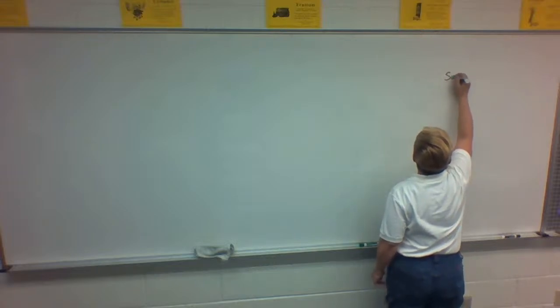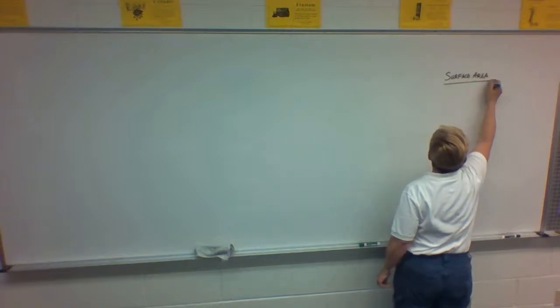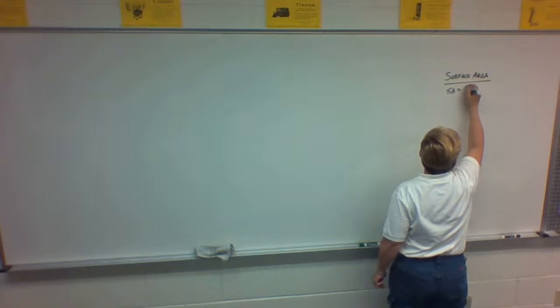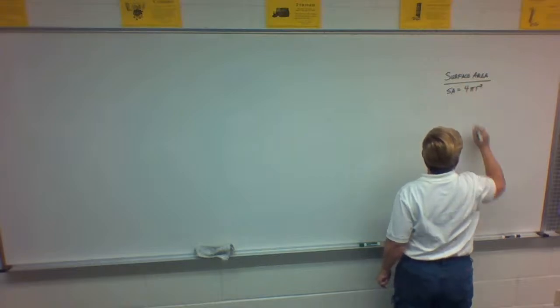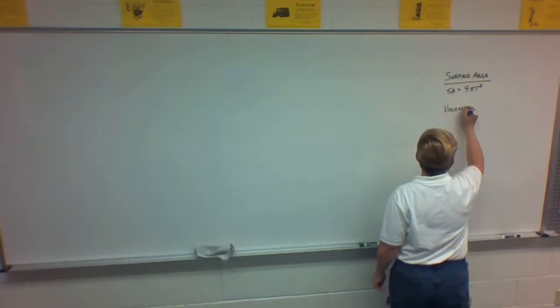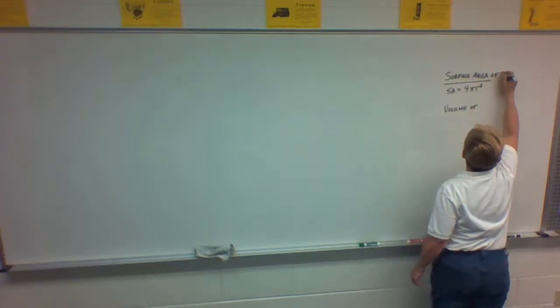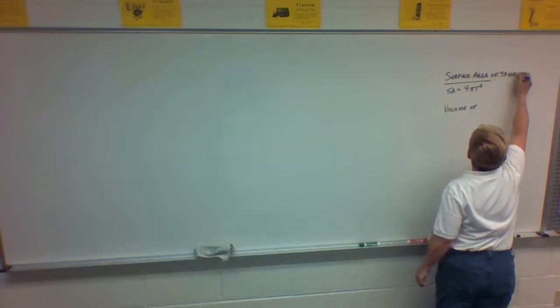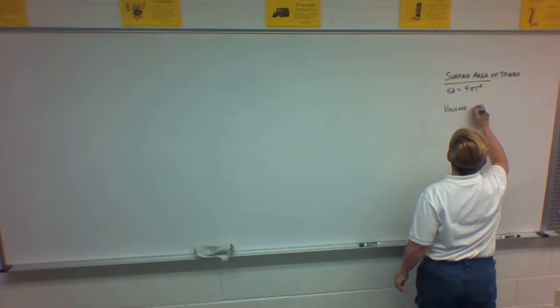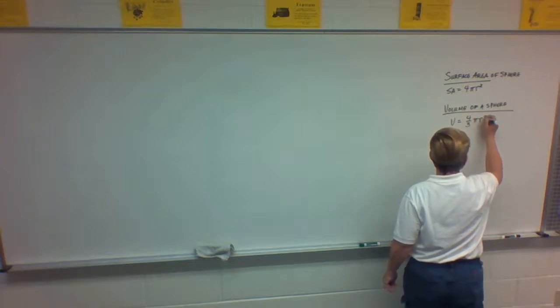Surface area of a sphere is 4 pi r squared. That's it. Volume of a sphere, we all know we're talking about roundy shaped things, is 4/3 pi r cubed.